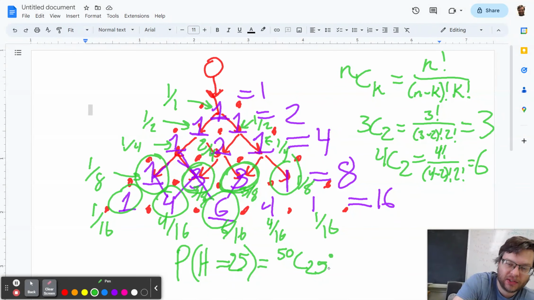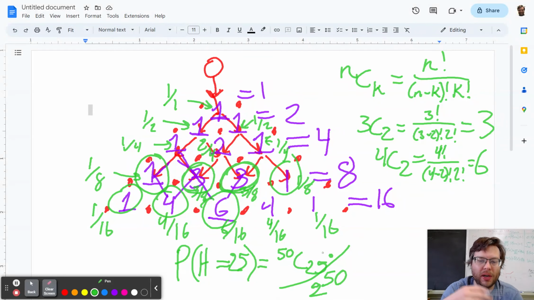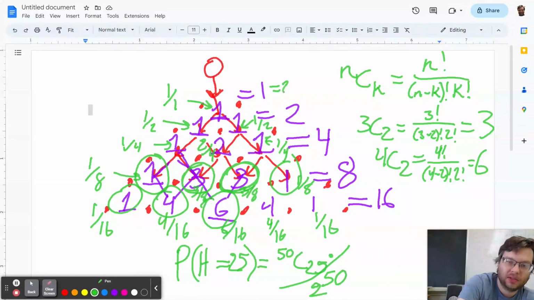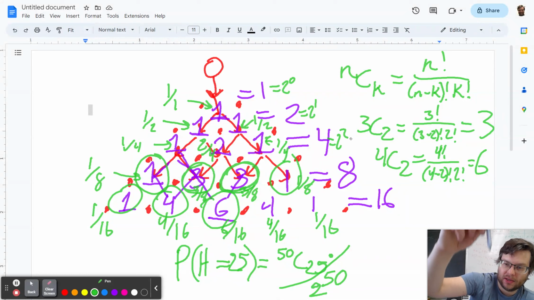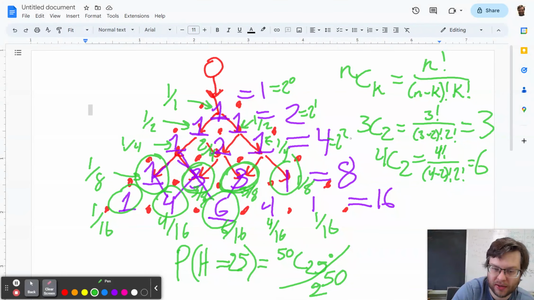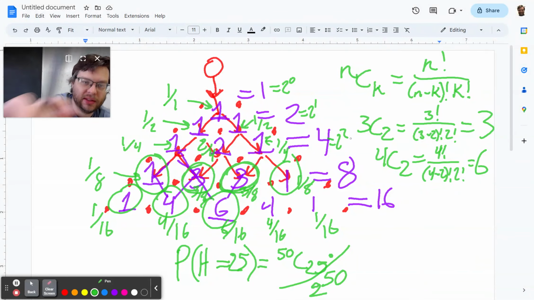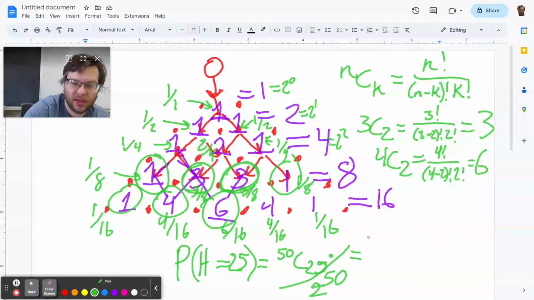And then what we're going to do is divide that by the total for 50 coin flips, which is 2 raised to the 50th power. So when I did each of those probabilities, I did 2 raised to that power to get this. Like this right here is 2 to the 0. This is 2 to the 1, 2 squared. So as we extend all the way down, we'll get to 2 to the 50th power. So that's the probability that you'd get 25 heads.